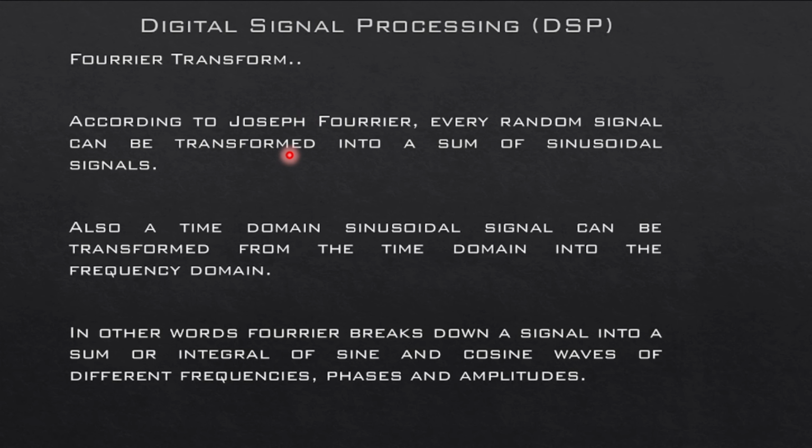Let's talk about Fourier transform. So, according to Joseph Fourier, every random signal can be transformed into a sum of sine waves or sinusoidal signals, which comprise sine and cosine waves. It's the same thing. Also, a time domain signal can be transformed from the time domain into the frequency domain. In other words, Fourier breaks down a signal into a sum or integral of sine and cosine waves of different frequencies, phases, and amplitudes.